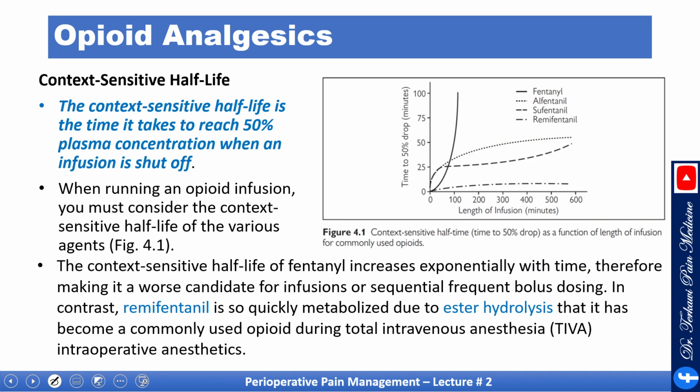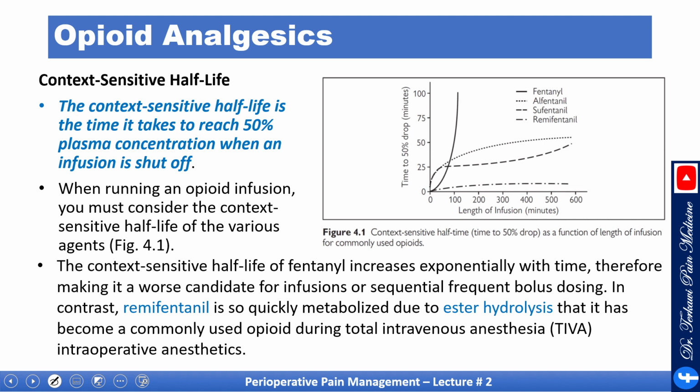Now, an important concept when we talk about opioid infusion is the context-sensitive half-life. The context-sensitive half-life is the time it takes to reach 50% plasma concentration when an infusion is shut down. When running an opioid infusion, you must consider the context-sensitive half-life of various agents.